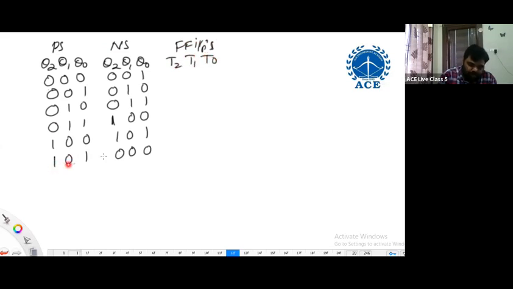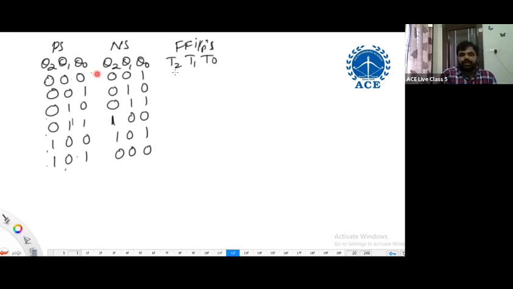Why is it from 101 to 000? It has already counted 0, 1, 2, 3, 4, 5. That means the number of counts is 6, so the number of states is already 6. After 101, it goes back to 000, so the number of states must be 6 only. It is counting 0 to 5, which is 6 states. So now the excitation.